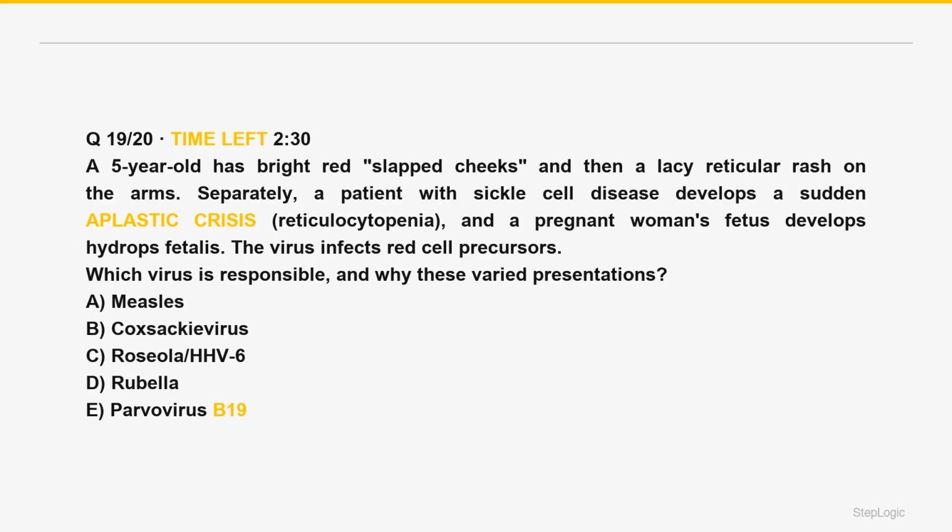Which virus is responsible and why these varied presentations? A 5-year-old has bright red slapped cheeks and then a lacy reticular rash on the arms. Separately, a patient with sickle cell disease develops a sudden aplastic crisis, reticulocytopenia, and a pregnant woman's fetus develops hydrops fetalis. The virus infects red cell precursors. Read the command: which virus and why varied presentations? Slap cheek plus aplastic crisis in sickle cell plus hydrops fetalis, infects RBC precursors: parvovirus B19.